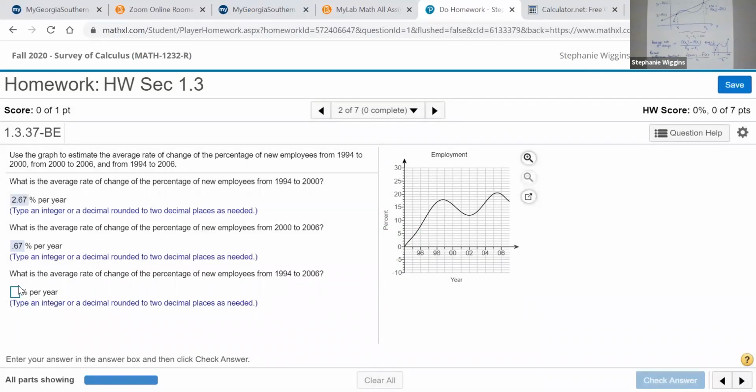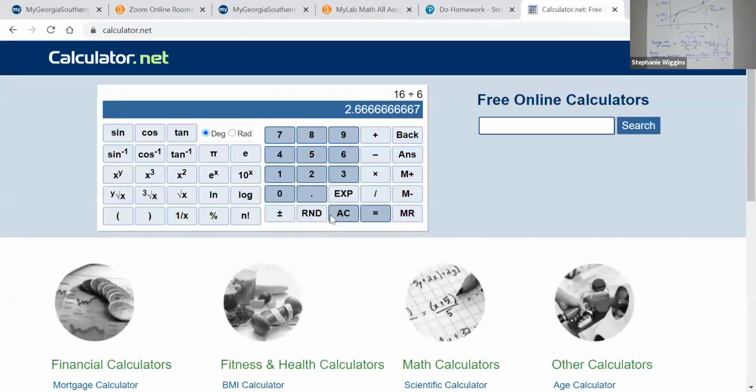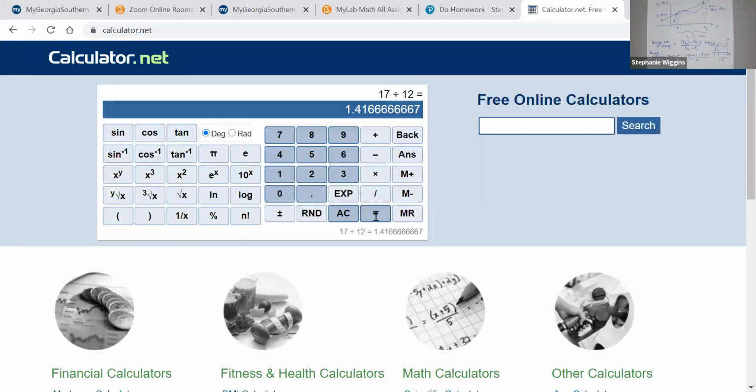Finally, in this period of time, we're going from 94 to 2006. So here at 0 and all the way over to 2006 spans 12 years. And then the function increases from 0 at the beginning in 94 all the way up to this point right here. And that is 17. So 17 divided by 12 is my slope. .42 if I round it.